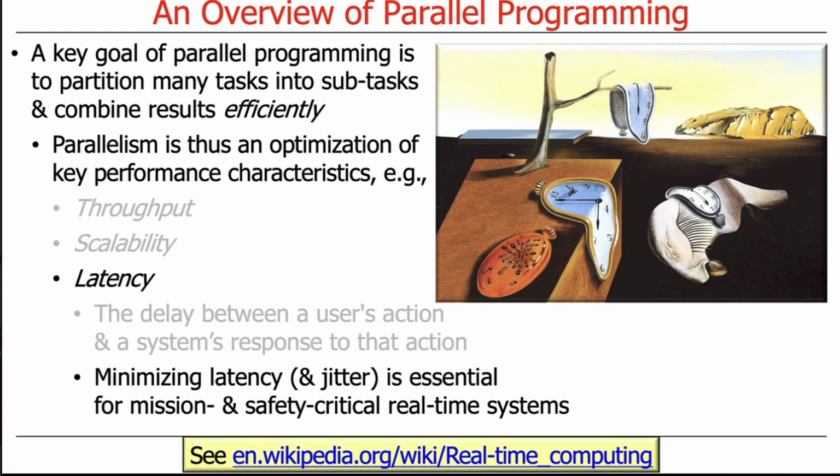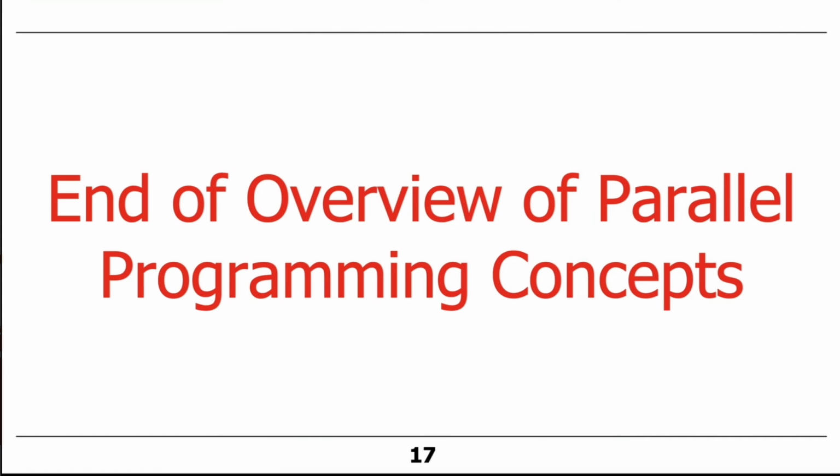Minimizing latency and variation in latency, which is called jitter, is essential for mission-critical and safety-critical real-time systems. Remember those systems we talked about last time where the right answer becomes the wrong answer if it's delivered too late? That would be an example where latency really matters. And I always like to use melting clocks as an example of a non-real-time system. Time is slowing. Does anybody know who painted this famous painting? That's right, Salvador Dali. So that's the end of the overview of parallel programming concepts.